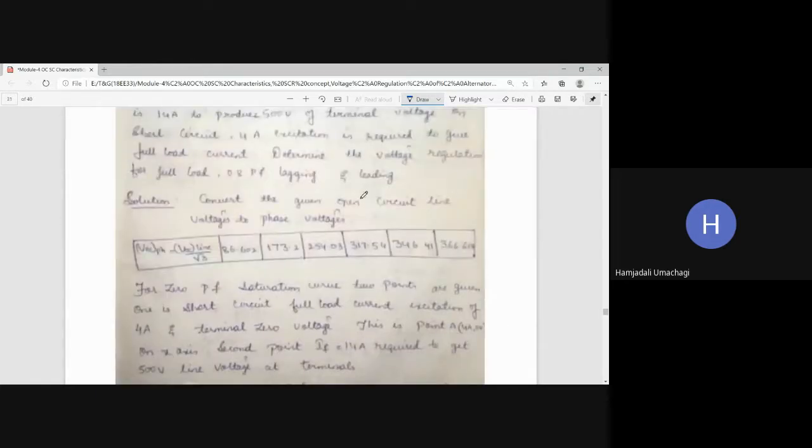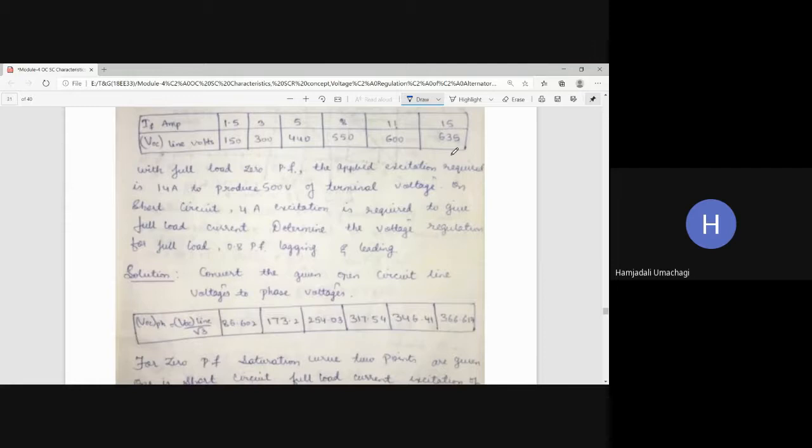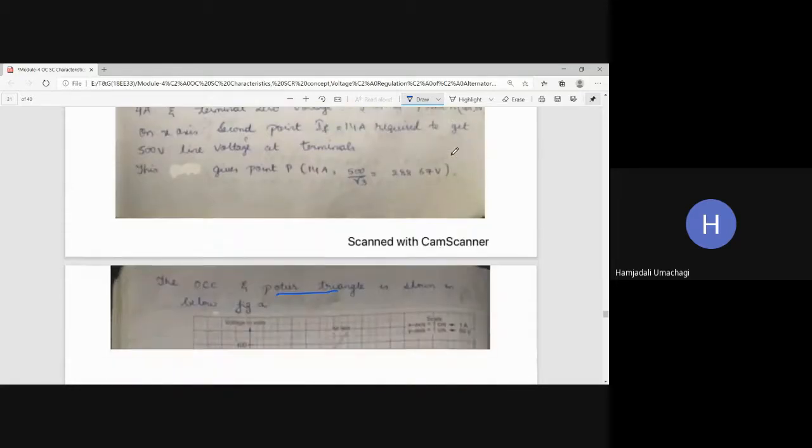So here the voltage values will be in the range of 86 to 366, and the field current is 1.5 to 15 ampere. So based on this given data, you need to choose such a scale that your graph covers the entire OCC as well as ZPF, and you should get a clear ZPF, that is the Portier triangle. The triangle should be visible clearly and the whole graph should be visible clearly, so that I can extract the information very clearly from this Portier triangle PQR. PQR, this is the Portier triangle.